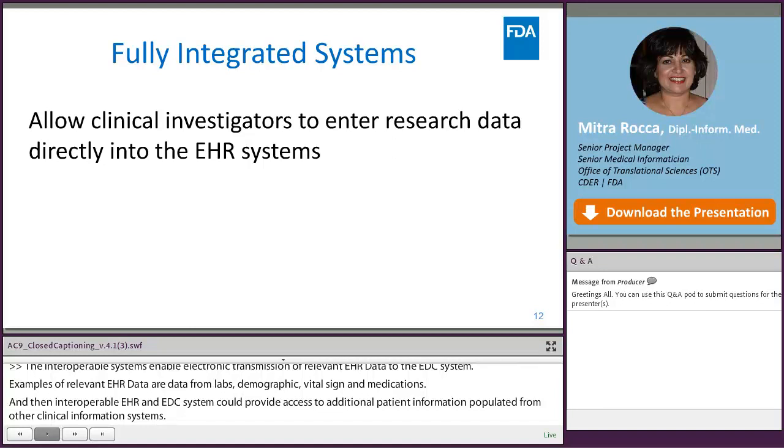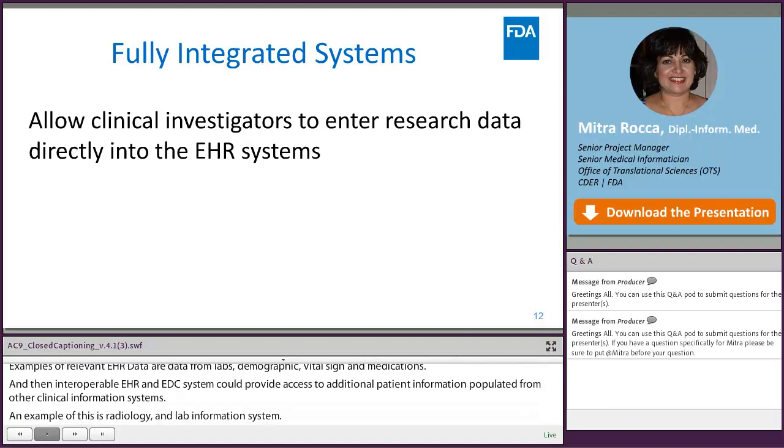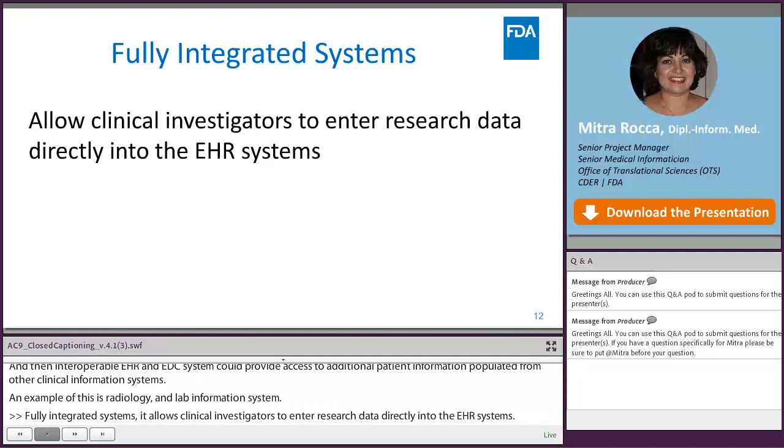And fully integrated systems allow the clinical investigator to enter research data directly into the EHR systems. For example, there is a research tab built into the EHR system where the clinical investigator could directly enter the data into the EHR system.